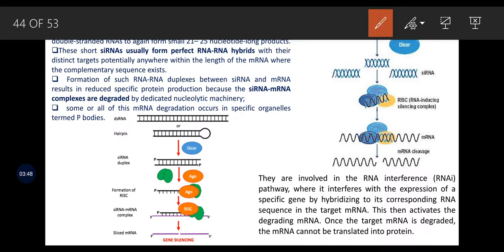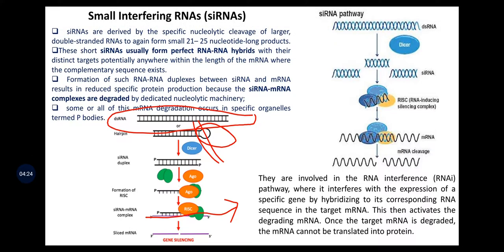But in case of siRNA, double-stranded RNA is the preliminary requirement for the process. After this, a hairpin is formed. When this hairpin is formed, the siRNA duplex is formed with the help of Dicer, and the RISC complex as well as the Argonaute sequence will stop or prevent the function of this particular translation, and gene silencing takes place. That is nothing but the RNA interference process.